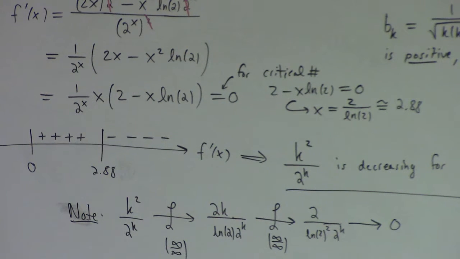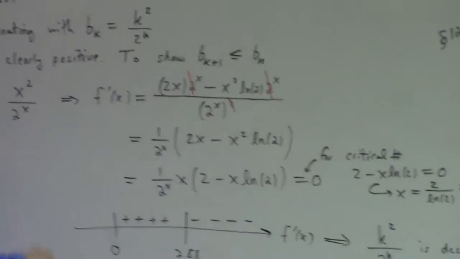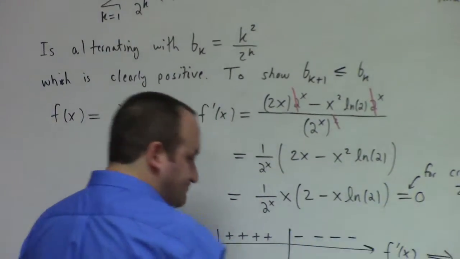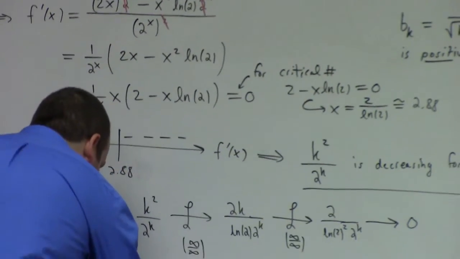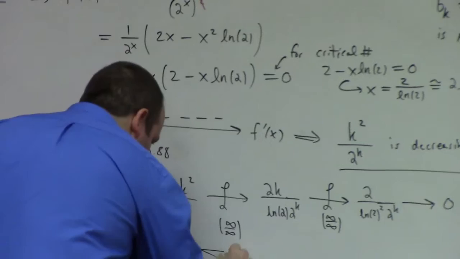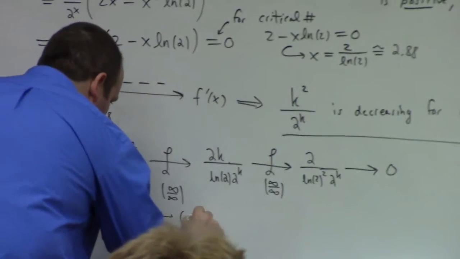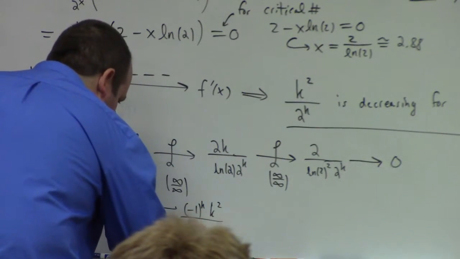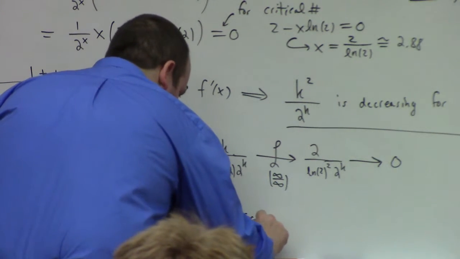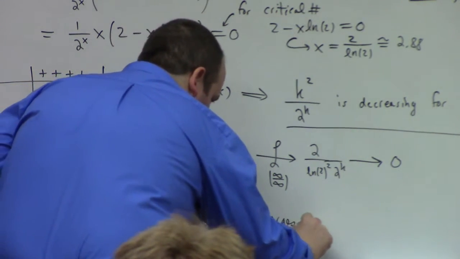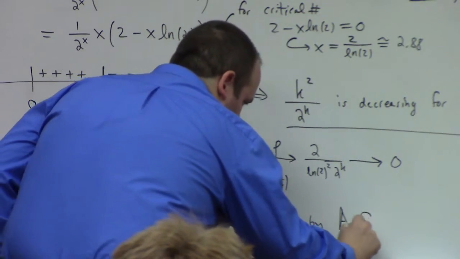All right, so let's regroup here. What do we have? We have that b sub k is positive. We have it's decreasing. We have its limit 0. Therefore, the sum of (-1)^k times k squared divided by 2^k, from k equals 1 to infinity, converges by what? The alternating series test.